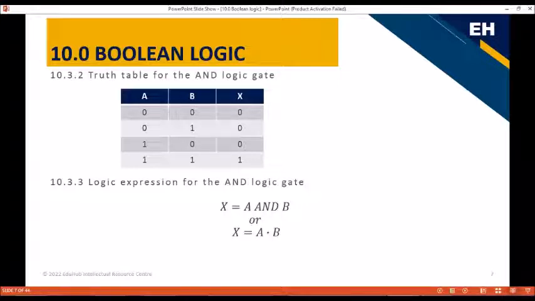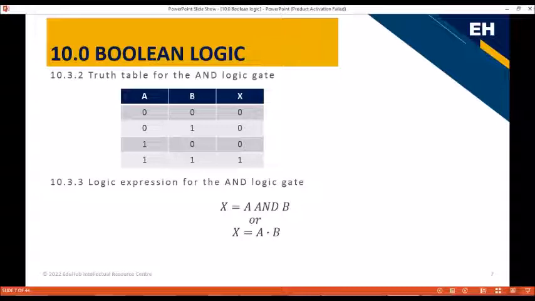So the logic expression for the AND logic gate is x equals A and B, or x equals A dot B. Now notice that in writing a logic expression for any given logic gate, the name of the logic gate is written in between 2 operands, and these operands are the inputs.